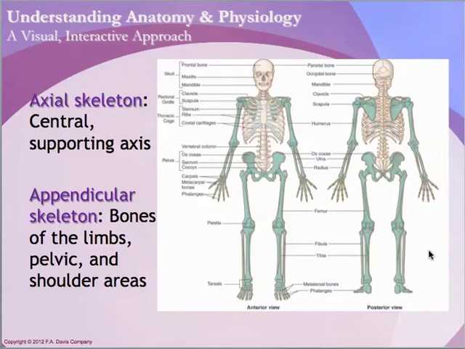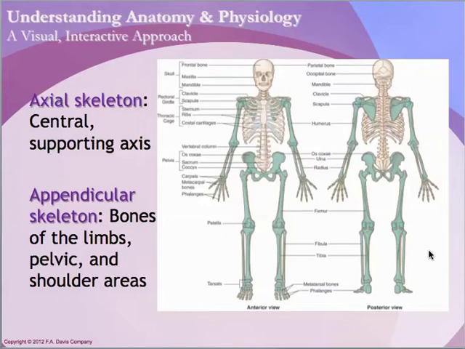First, you do need to know the difference between the axial skeleton and the appendicular skeleton. If you can remember what's in the axial skeleton, which is the central supporting axis, things like the skull, ribs, and vertebral column, everything else is the appendicular skeleton. So if you just remember one, and it's not one of those, then it has to be part of the appendicular skeleton, but you do need to know that.